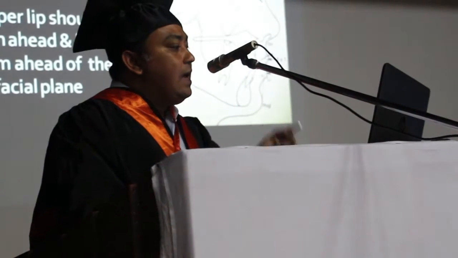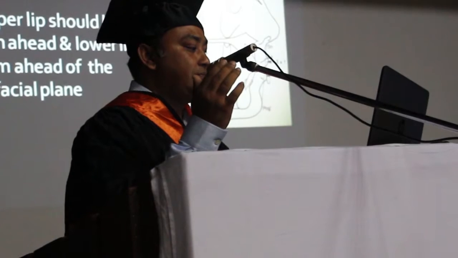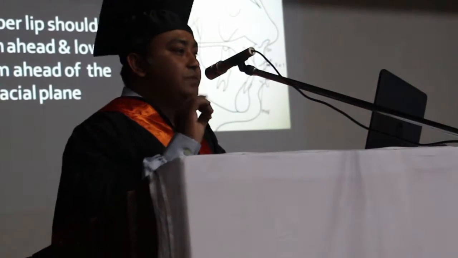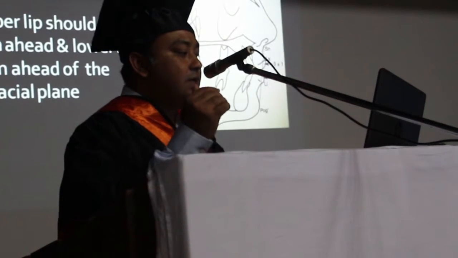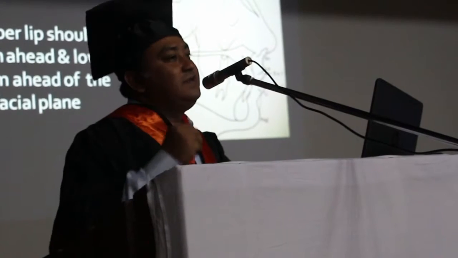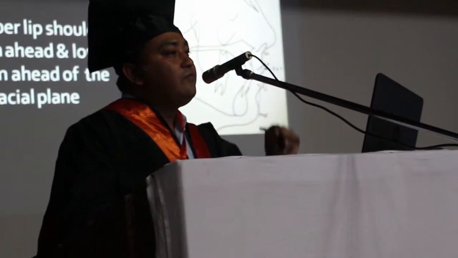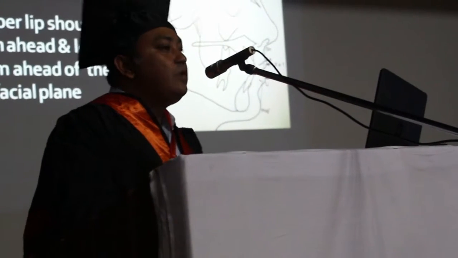And so, in the lower face, we can evaluate the lips, labiomental fold, nasolabial angle, and chin area. And again, the upper lip usually projects slightly anterior to the lower lip. The upper lip should be 3 plus or minus 1 mm ahead, and the lower lip 2 plus or minus 1 mm ahead of the lower facial plane, which is drawn from the subnasale to the pogonion. This is the lower facial plane.